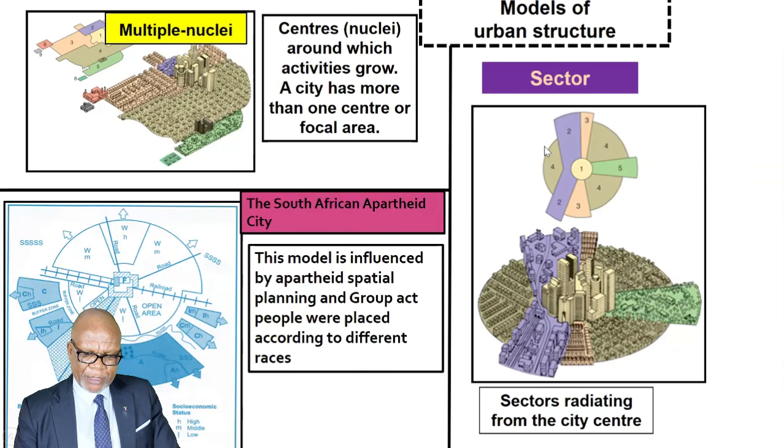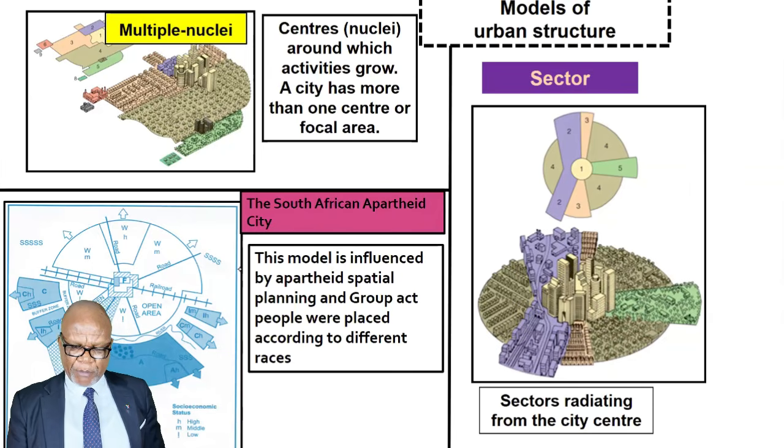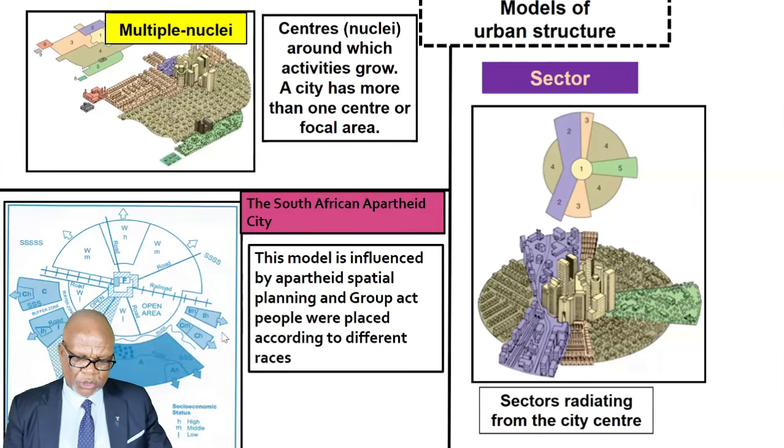Then we have lastly the South African apartheid city. What is this model showing us? It is simply showing that South African cities were influenced by apartheid spatial planning and the Group Areas Act, whereby people would settle in certain places because of their skin color.